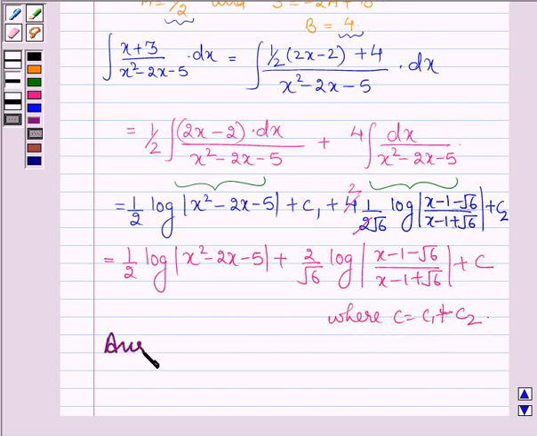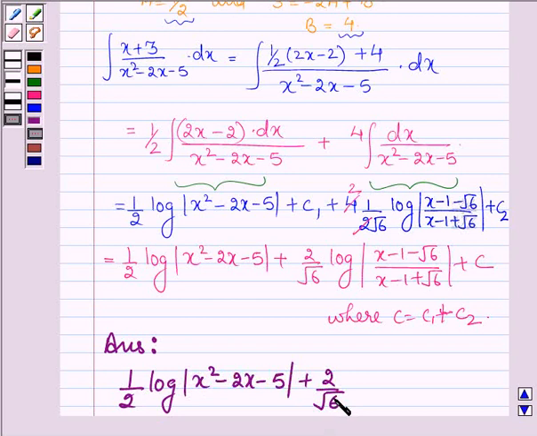Hence our answer is half log mod x square minus 2x minus 5 plus 2 upon root 6 log mod x minus 1 minus root 6 upon x minus 1 plus root 6 plus a constant c.